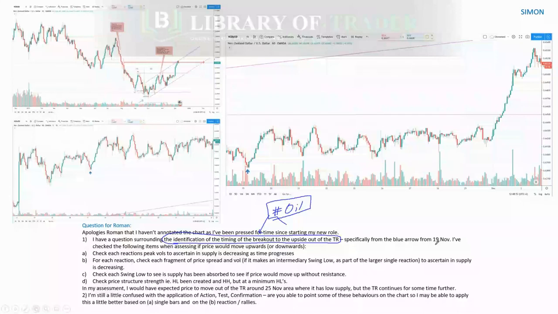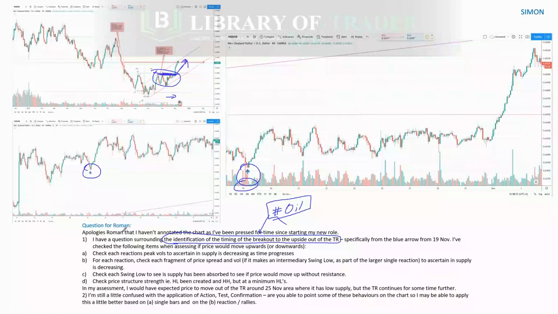So specifically from the blue arrow from November 19th, which is here. Right, and then this is what, 1 day, 60 minutes. And then this is 60 minutes as well. And I think that we're looking at the November, right? So this is the period that we're looking at right here before this break. So we're looking at this breakout right here. Okay, just wanted to make sure.